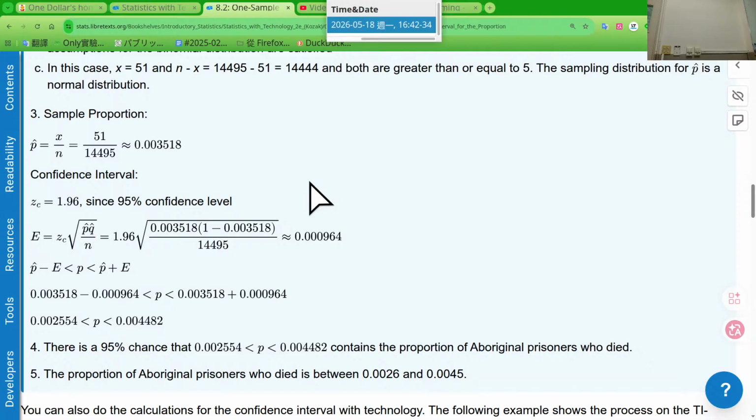This is for the Z table. In the standard normal distribution, negative 1.96 and positive 1.96. So the area between negative 1.96 and positive 1.96 is approximately 0.